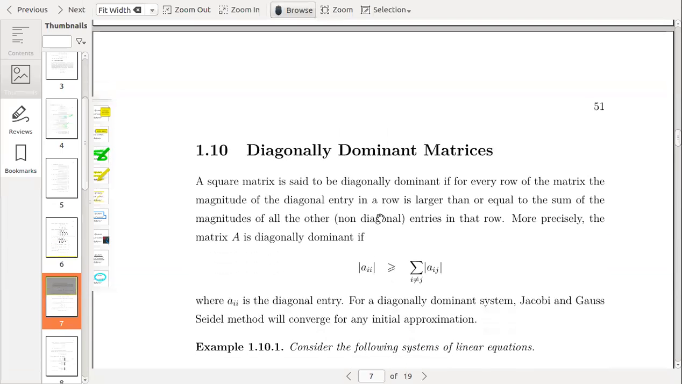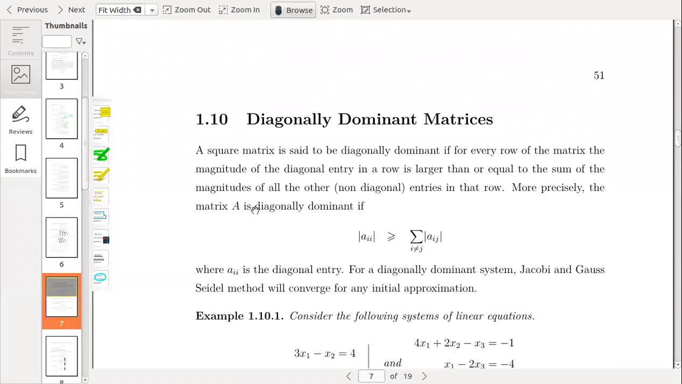Similarly, for matrices that are not diagonally dominant, sometimes the Gauss-Seidel method and Jacobi method fail to give the solutions of the system of linear equations. So that's why we need to check whether the system is a diagonally dominant matrix or not. If the system is diagonally dominant, then applying the Gauss-Seidel method or Jacobi method must provide the solution.